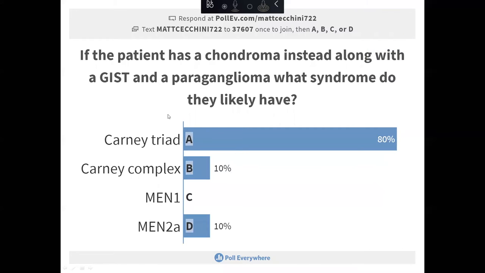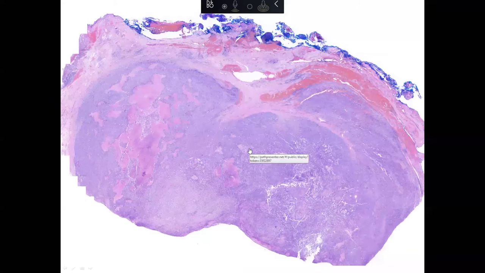Oh, you guys are great. So yeah, so this is Carney's triad. And so that's typically, you see chondromas, GIST, as well as paragangliomas. And so that's why it's important to make a differentiation between a hamartoma and a chondroma, because if they have some of these other features, they could potentially have this syndrome. Great job. Okay, so moving on.